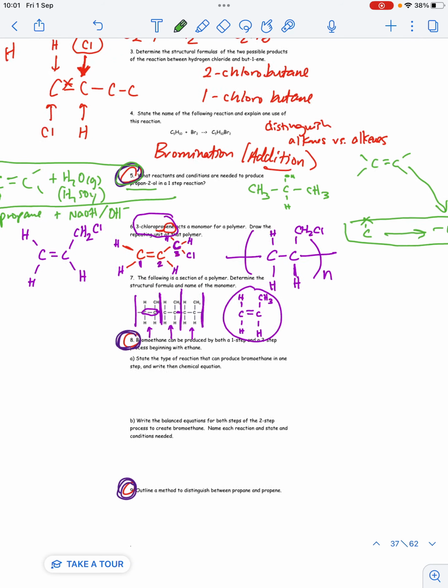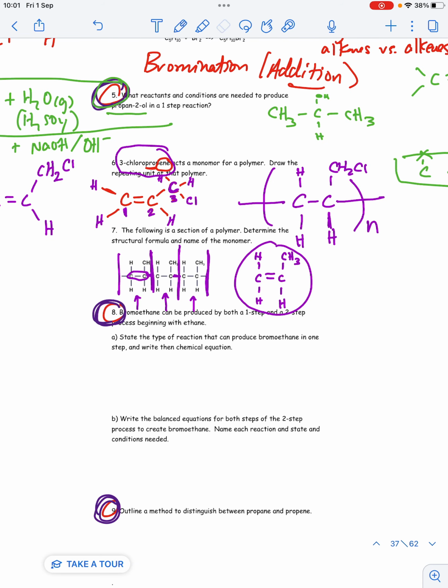Okay, now something that they'll also do is ask you about 2-step reactions. These are called synthetic route questions. How would you make something in a certain number of steps? That's why that reaction Jackson is like a flow chart of what can be turned into what. So, bromoethane can be produced by both a 1-step and a 2-step process beginning with ethane. Ethane is 2 carbons and it's an alkane, so we can follow the alkane general formula to figure out that it's C2H6.